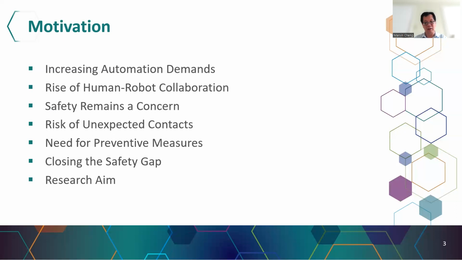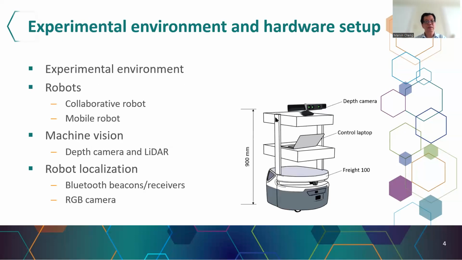Unexpected physical contacts between humans and robots in the workspace can lead to injuries. Therefore, we define contact avoidance zones, which means human-robot contact does not occur within this zone. These zones applied to robot operations are essential to prevent such contacts. In particular, current safety measures often lack integration and precision. This research aims to bridge the safety gap by integrating contact avoidance zones, indoor localization, and obstacle detection for safe human-robot collaboration.